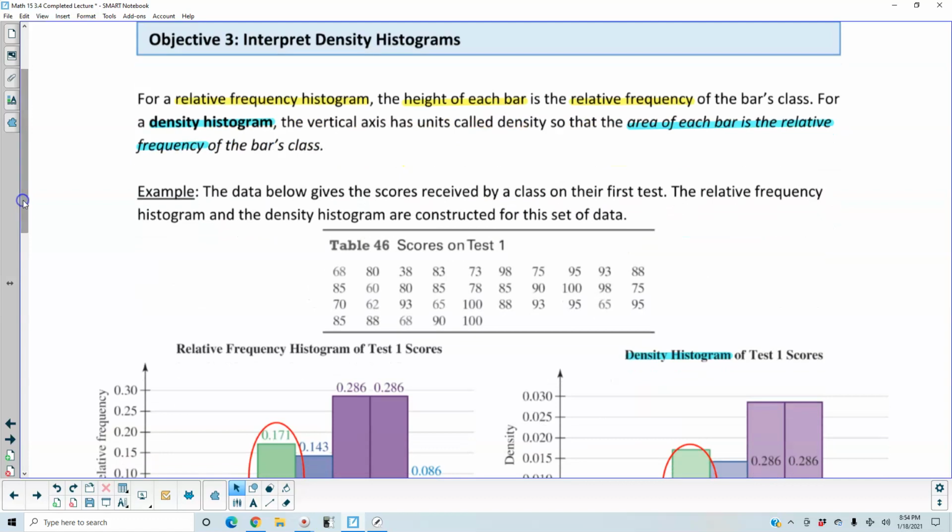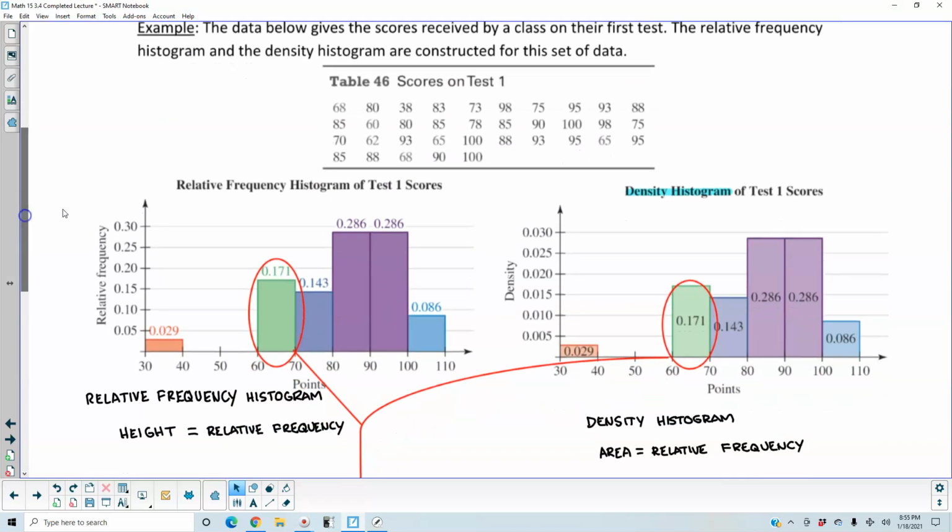So, for example, the data below gives the scores received by a class on their first test. The relative frequency histogram and the density histogram are constructed for this set of data. So let's take a look down here. On the left-hand side, this is the relative frequency histogram of these scores at the top. And this is a density histogram of test 1 scores.